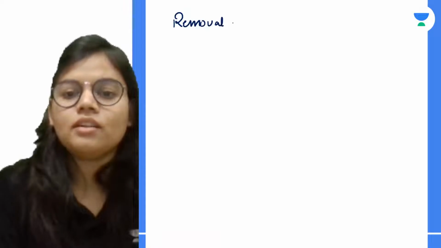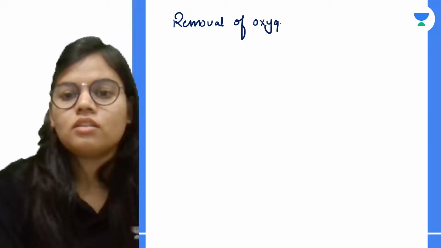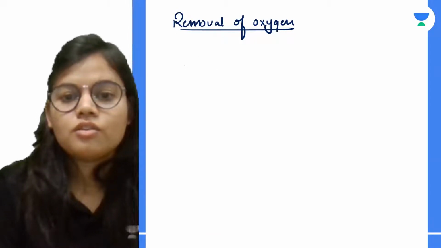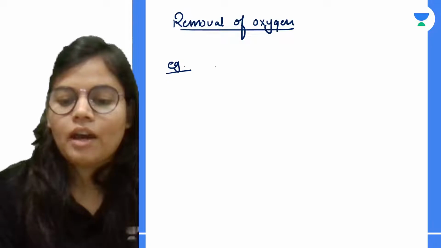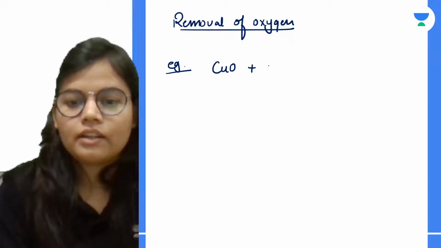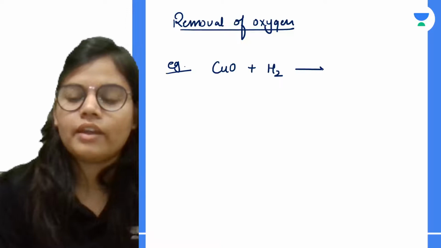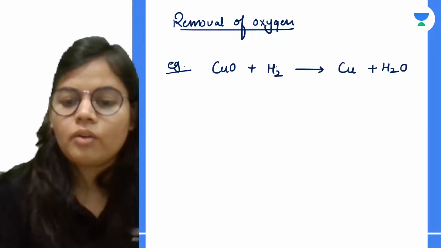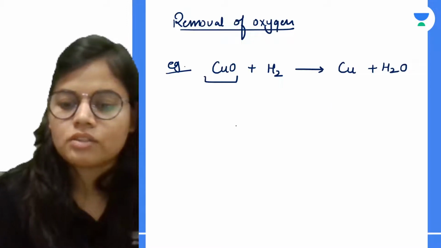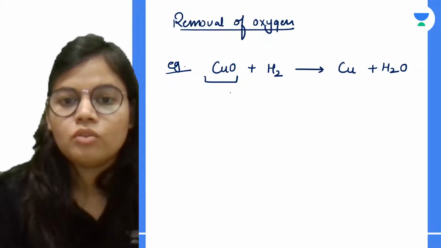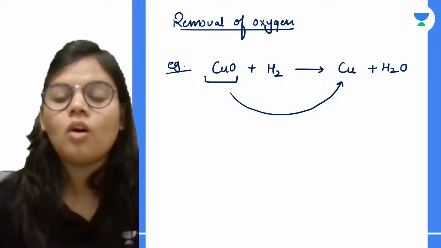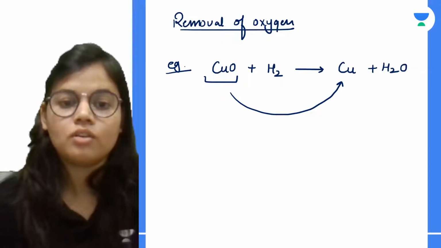Second definition is removal of oxygen. So basically, reduction is just the opposite of oxidation process. Let's take an example. If I am having copper oxide and it reacts with hydrogen, what do I get? I get copper plus H2O. So what is happening? This copper oxide is getting reduced to copper. How? Because of the loss or removal of oxygen.